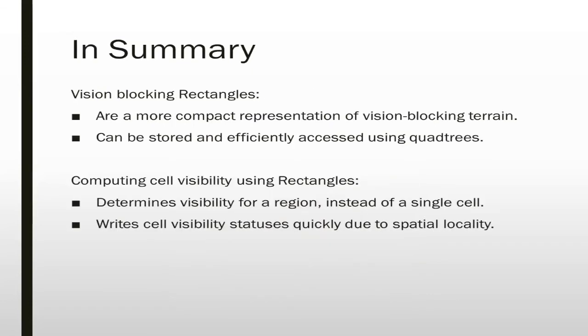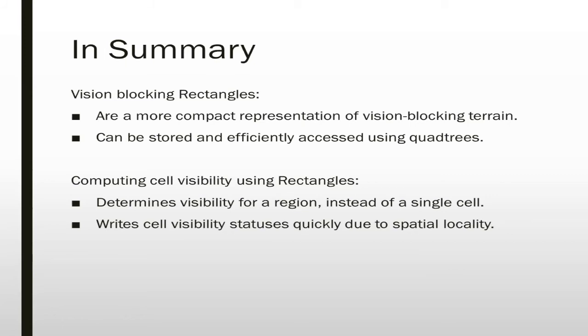So in summary, we are now using vision blocking rectangles, which are a more compact representation of vision blocking terrain and can be stored and efficiently accessed using quad trees. We are also now computing cell visibility using these rectangles, determining visibility for an entire region instead of on a per cell basis. And we can write cell visibility statuses quickly due to spatial locality.